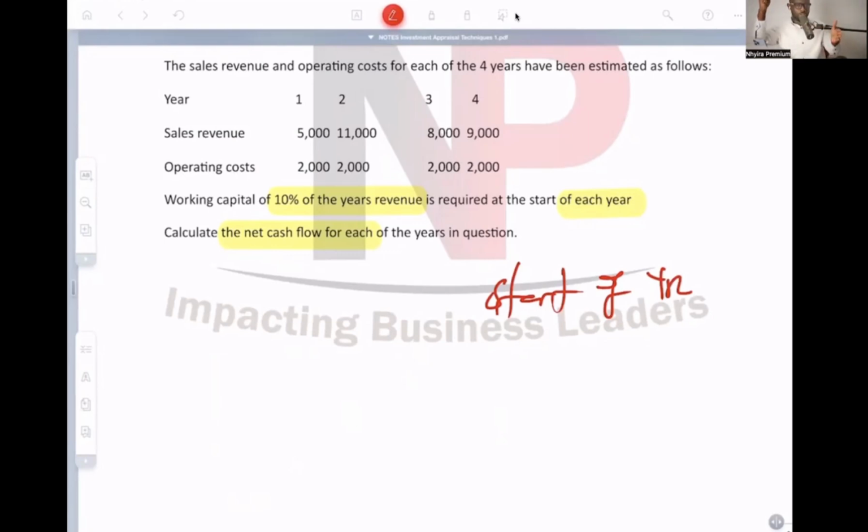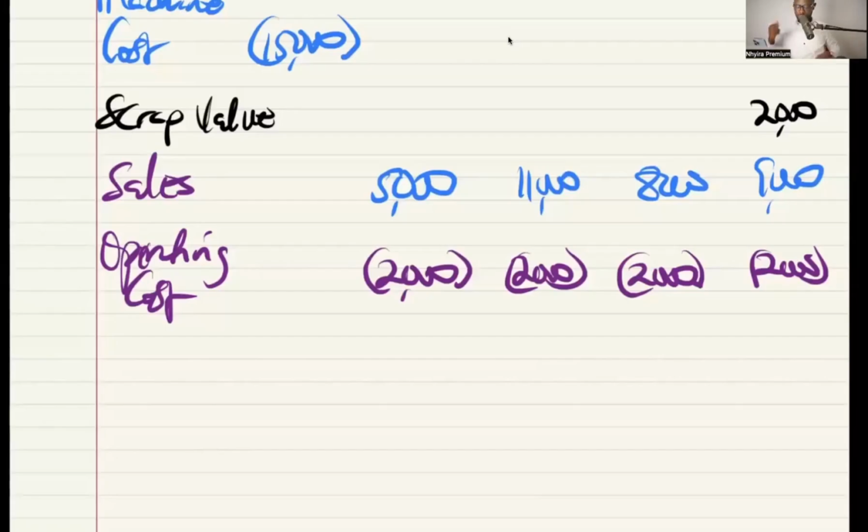That is the rule. If we will need money at the start of a period, we will provide for it in the prior period. So with the 4 years we have here, the working capital we need for year 1 will be put under year 0. The working capital for year 2 will be put under year 1. The working capital for year 3 will be put under year 2, and then the working capital for year 4 will be put under year 3. That is the meaning of this statement.